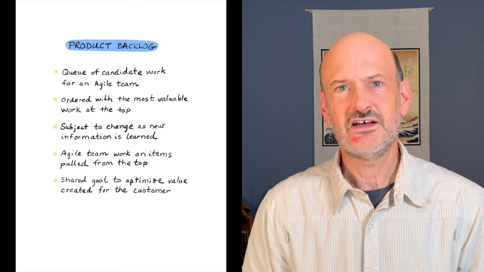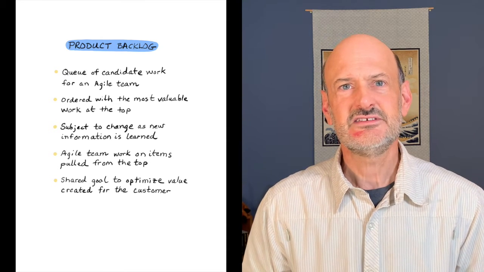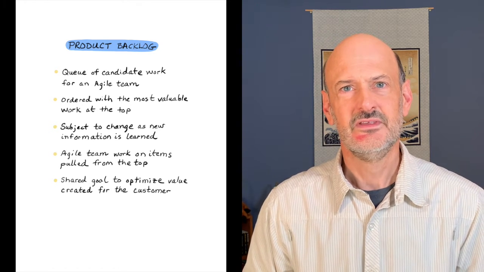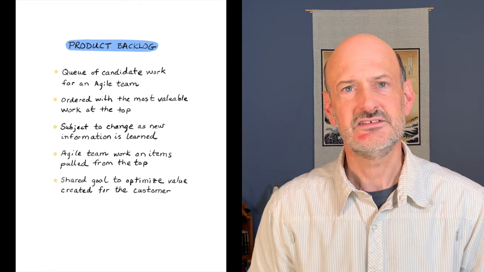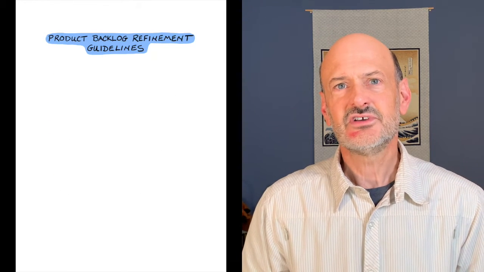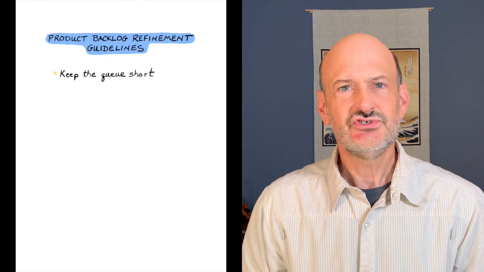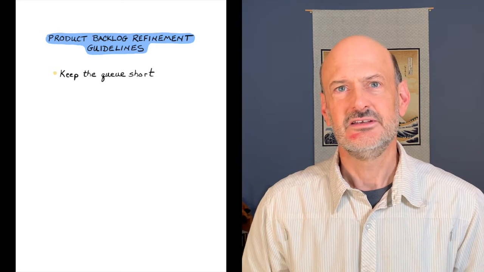To support this value creation goal, product backlog refinement seeks to place the work with the highest value potential at the top of the queue and to ensure that the items at the top are ready to be worked on by the team. Some general guidelines for product backlog refinement include: keep the queue short. Items in the product backlog tend to grow stale quickly.